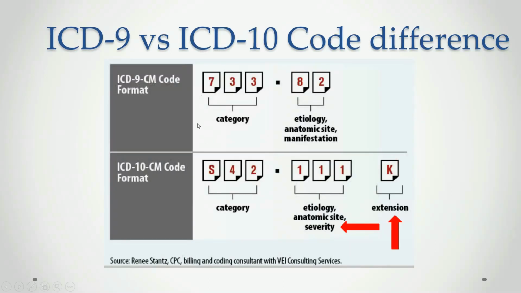ICD-9 currently has 5 digits. There is a category, the first 3. Then the last 2 numbers talk about the etiology, anatomical site, and manifestations. ICD-10 still has the category, the etiology, and the anatomical site, but we'll focus primarily on the severity as well and what's called an extension code.